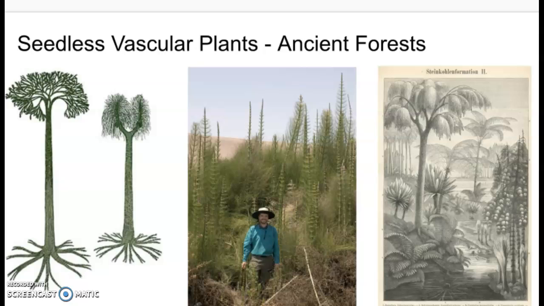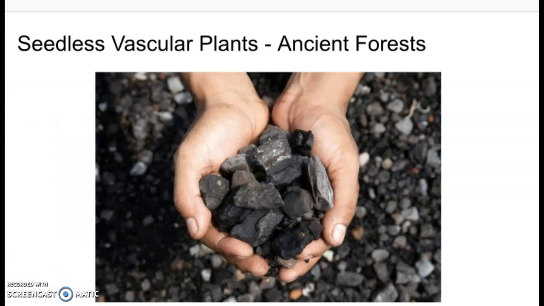Another interesting thing for us to know is that these organisms, when they died millions of years ago, compressed and formed something that we all depend on a lot, named coal. Coal is the rock that we mine to produce energy. And so coal is made from ferns and other plant material compressed over millions of years.